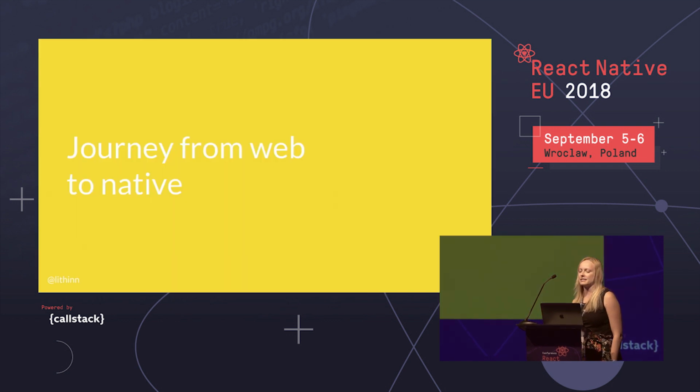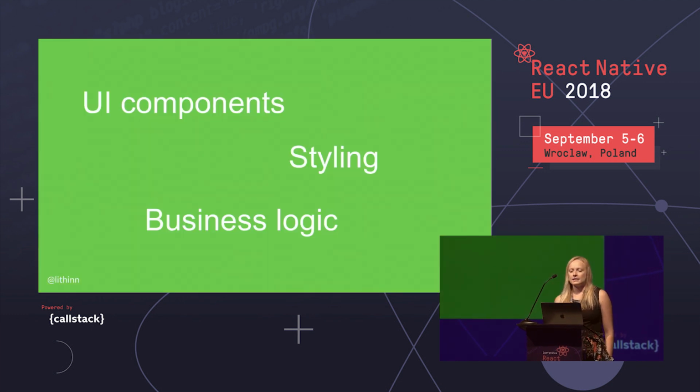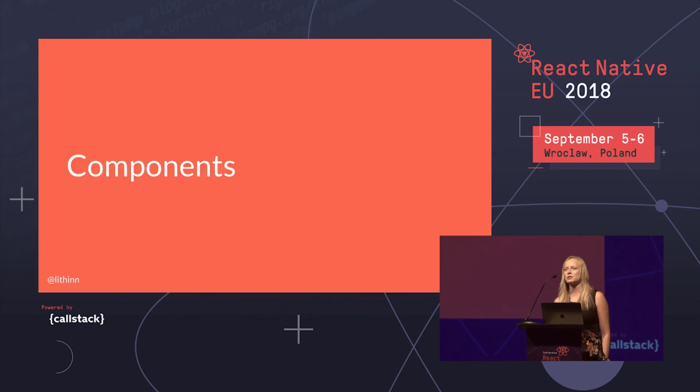And this whole talk is essentially about what can we take from our web code, what can we reuse, and why is that? So I sort of split it into three logical bits. One would be UI components, one would be styling, and business logic. When it comes to components, I originally made an assumption that those are the things we can reuse, since we can essentially define JSX the same way, then it gets translated into some sort of data blob, and then the target platform decides how to render it.